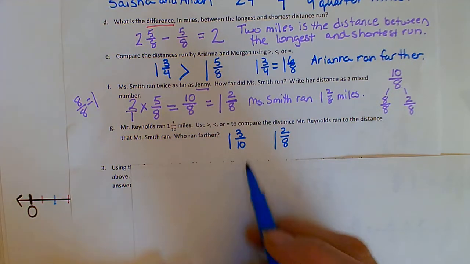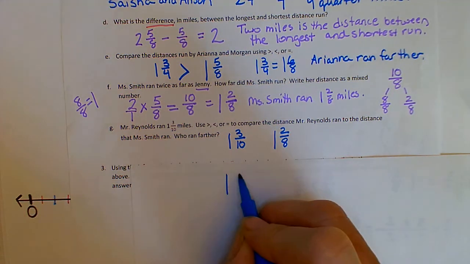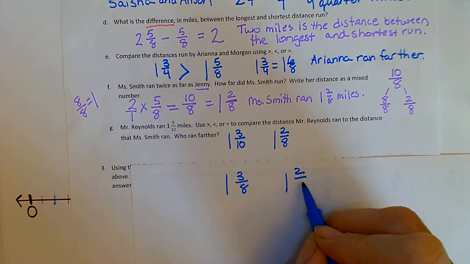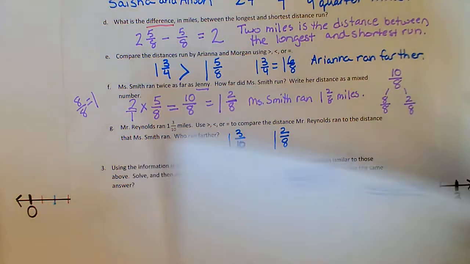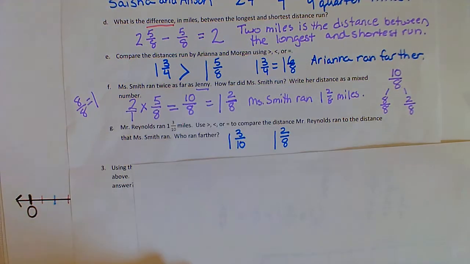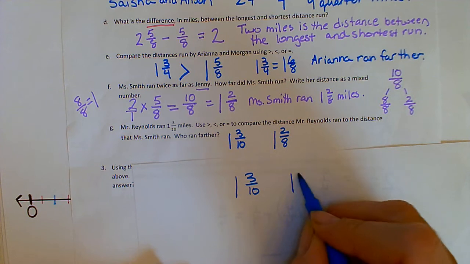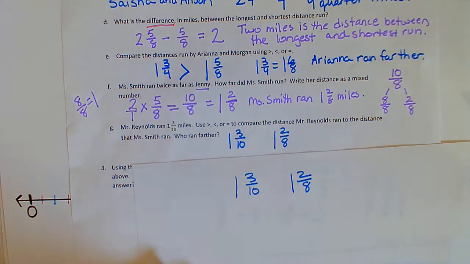So I want to compare, I'm going to jot it down here again. We have 1 3/8, and we have 1 2/8. Sorry, that's a mess. Let's flip this over. I'm sorry about that. We have 1 3/10, and we have 1 2/8, and we're comparing those two numbers.